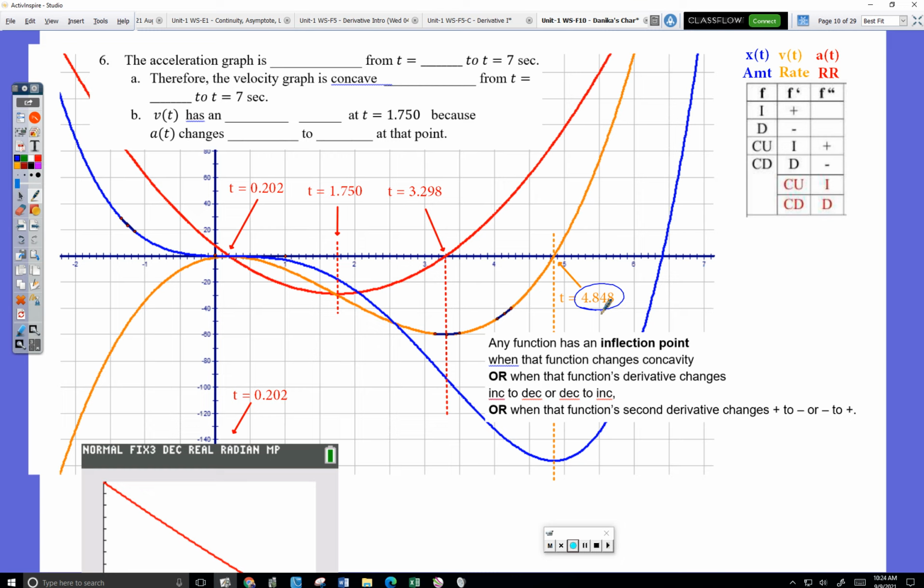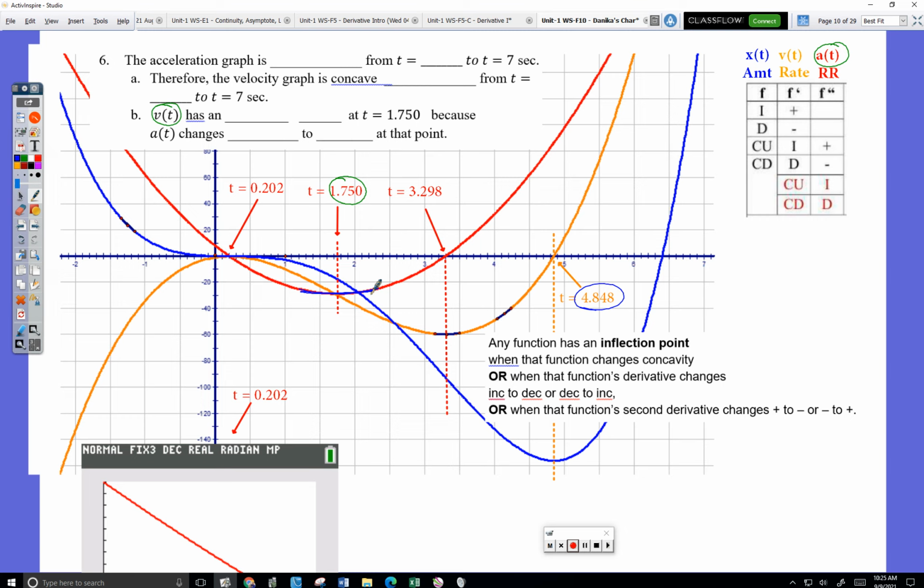So Taryn is making the mistake that is often made on a test, so now is the perfect time to fix this. We just said that the velocity has an inflection point at this time because that's the time when the concavity of the velocity changes. That is exactly the same time when the acceleration has a relative min. So the acceleration doesn't have an inflection point at that time. Okay, so acceleration having a relative min when the velocity is having an inflection point.